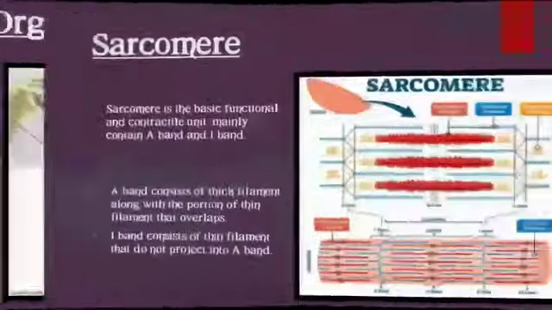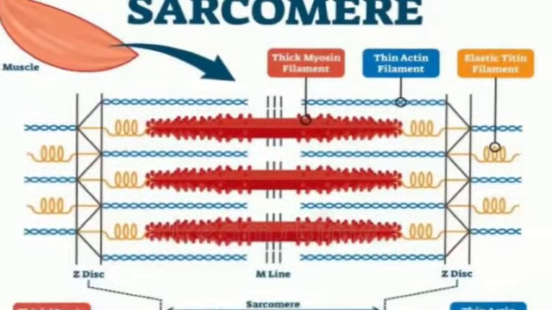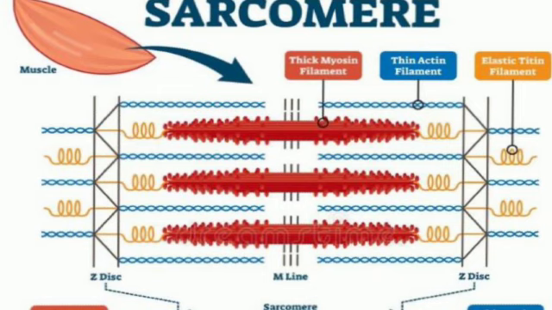Now, what is a sarcomere? The sarcomere is the basic functional and contractile unit, and it contains the A band and I band. Basically, the A band is the thick filament made up of myosin, and the I band is the thin filament made up of actin. During the contraction of muscles, these two filaments overlap each other, the size of the sarcomere reduces, and the muscle contracts.